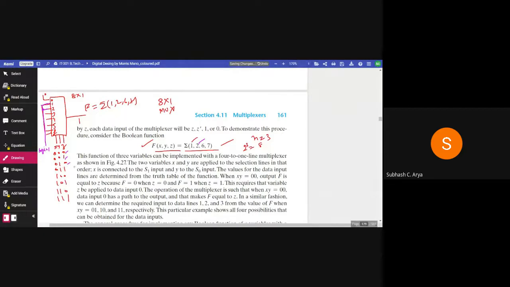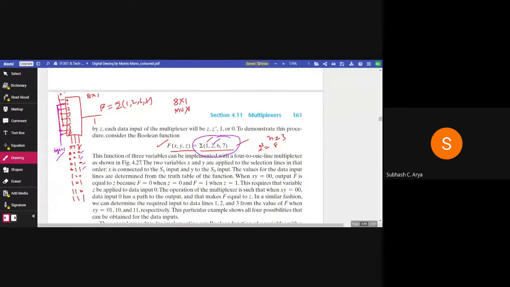And next, 3: no, 3 is 0. So we have to connect input 3 with logic 0. 4 again the same thing, and 5. But 6 and 7 both are logic 1, so we have to connect 6 and 7 with logic 1. So that implementation is over. Got it? You just connect whatever minterms are given in the function to logic 1 and the rest to logic 0. So in this way, you are able to realize a given Boolean function with the help of an 8 cross 1 multiplexer.